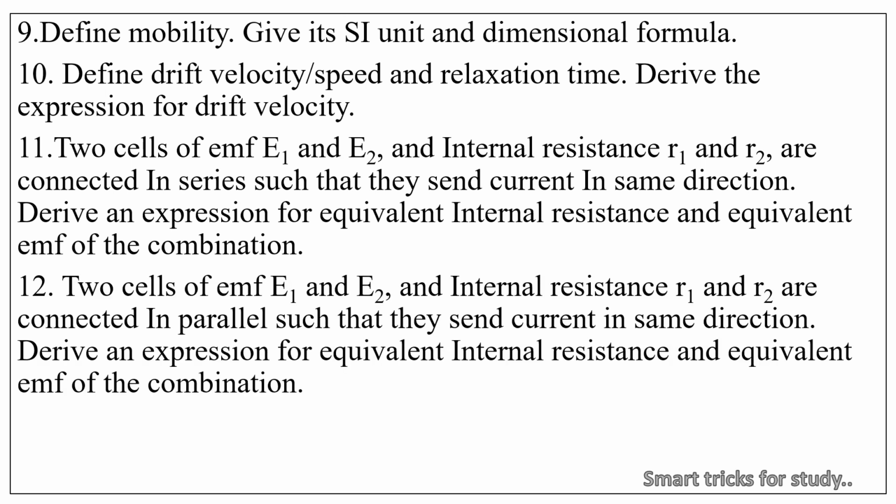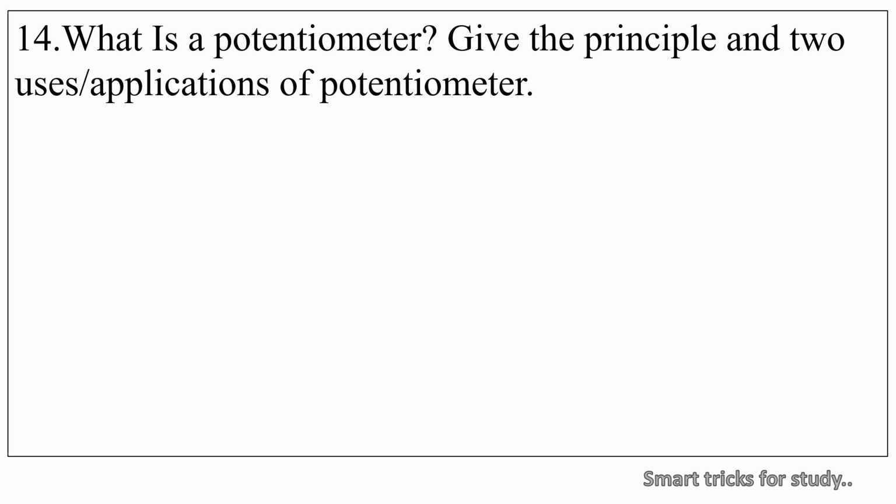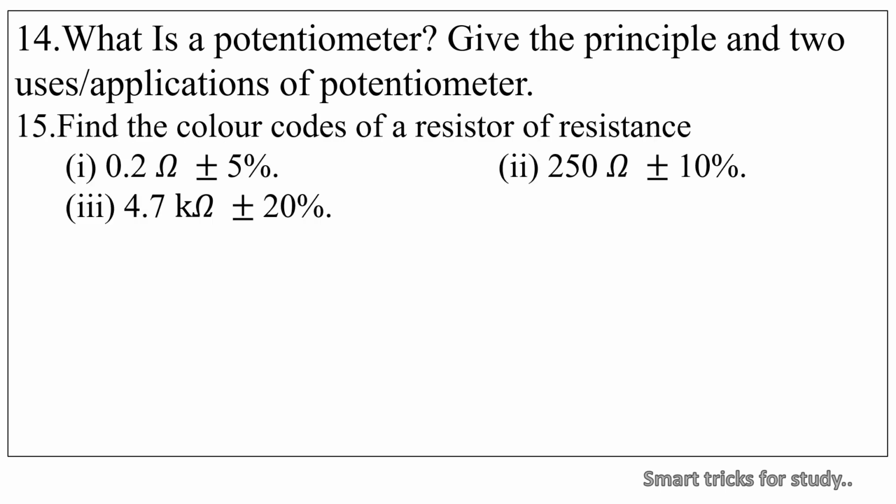12. 2 cells of EMF E1 and E2 and internal resistance r1 and r2 are connected in parallel such that they send current in same direction. Derive an expression for equivalent internal resistance and equivalent EMF of the combination. 13. Derive an expression for the balancing condition of Wheatstone's bridge. 14. What is a potentiometer? Give the principle and 2 uses or applications of potentiometer.